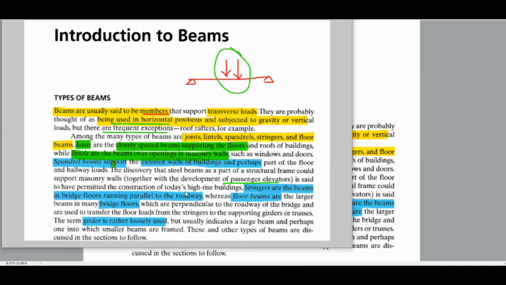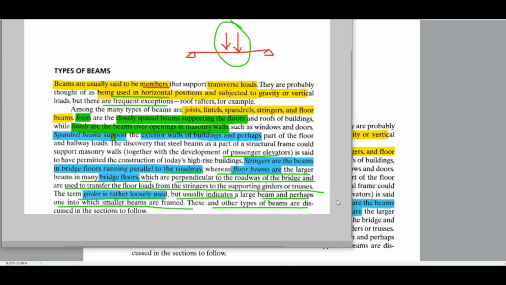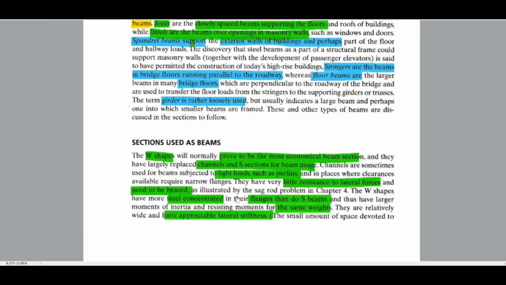Stringers are the beams in bridge floors running parallel to the roadways, whereas floor beams are the larger beams in many bridge floors, which are perpendicular to the roadway of the bridge and are used to transfer the floor loads from the stringers to the supporting girders and trusses. The term girder is rather loosely used, but usually indicates a large beam, perhaps one into which smaller beams are framed. These and other types of beams are discussed in the sections to follow.